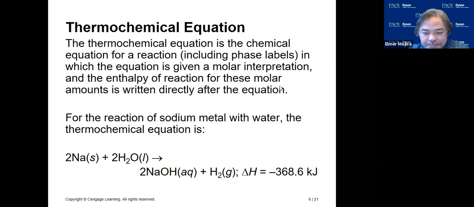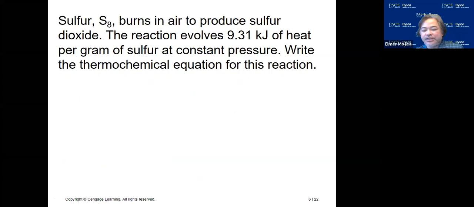So what will happen? This is equivalent to the number of moles here. If you're going to adjust this one, you will also adjust the corresponding enthalpy, because as I told you, enthalpy is an extensive property. It depends on the amount. So if you double this amount here, you're going to double the enthalpy. If you halve the amount here, you're going to get also 1/2 of the enthalpy value.